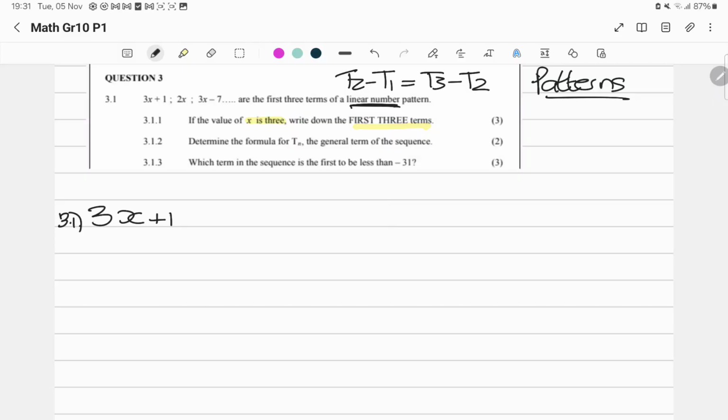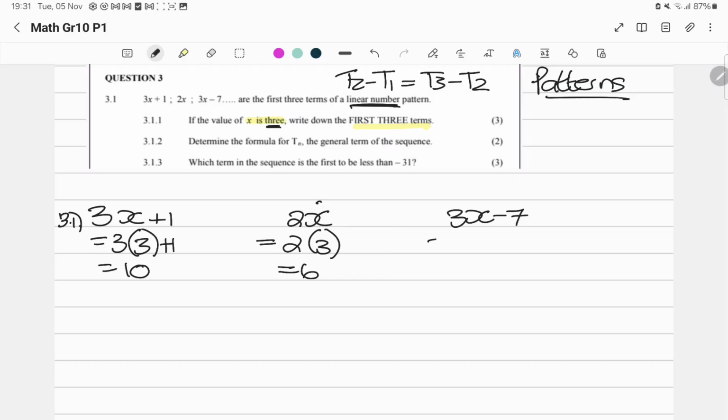3x plus 1. Now in x's place, what am I going to put? I'm going to put my 3. So I'm going to work out what is 3 times 3, it's 9 plus 1 is 10. Then I do the same for my second term. So I have 2x, so now it's going to be 2 bracket 3, which gives me 6. And then the last one is going to be 3x minus 7. So now into x, I'm putting my 3. So it's going to give me 9 minus 7 is 2.